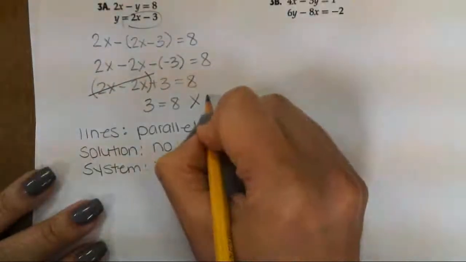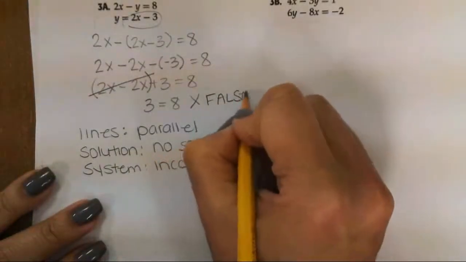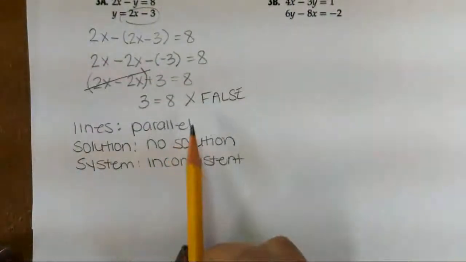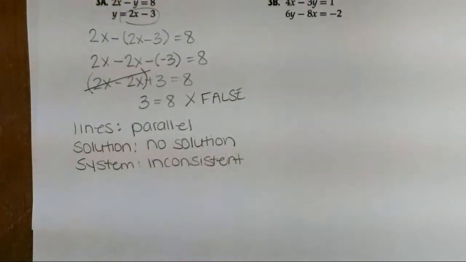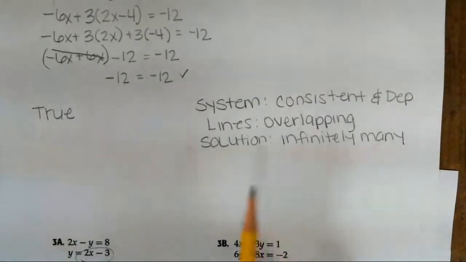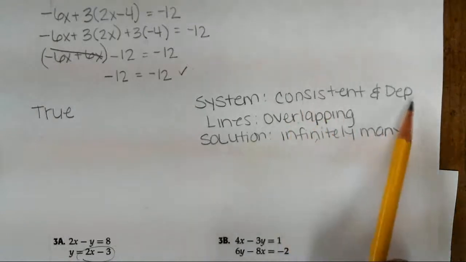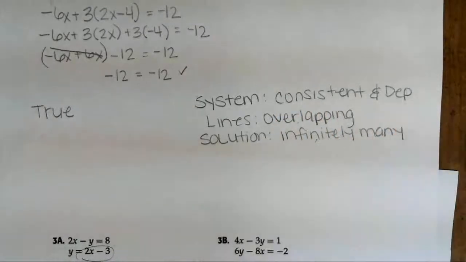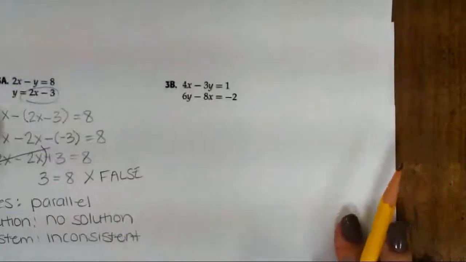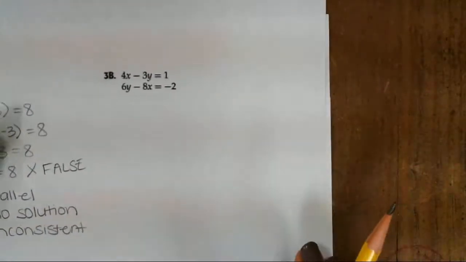So that's how you know. If it's a false statement, then it's parallel with no solution and an inconsistent system. If it's true, it's going to be overlapping lines that have infinitely many solutions, and it's a consistent and dependent system. Okay, now let's do this last question here.